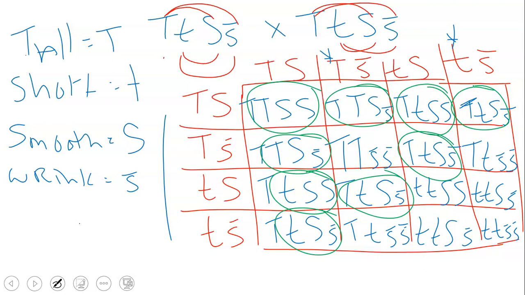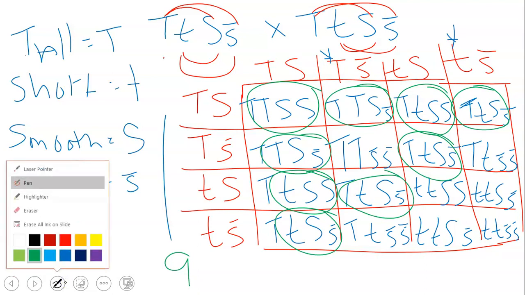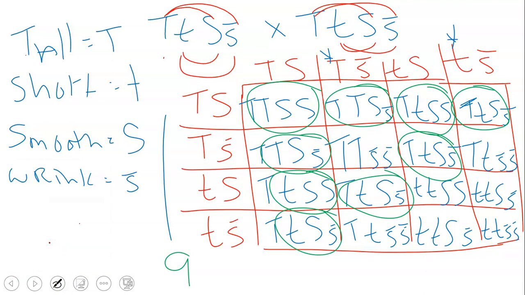1, 2, 3, 4, 5, 6, 7, 8, 9. So there's my 9. I have 9 tall, smooth offspring, 9 out of 16. Let's grab a different color here. Let's use red. I'm going to circle all of the tall wrinkled.